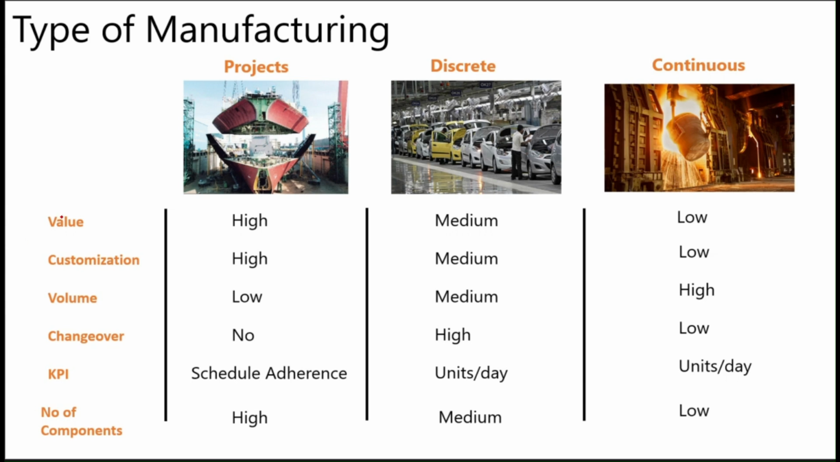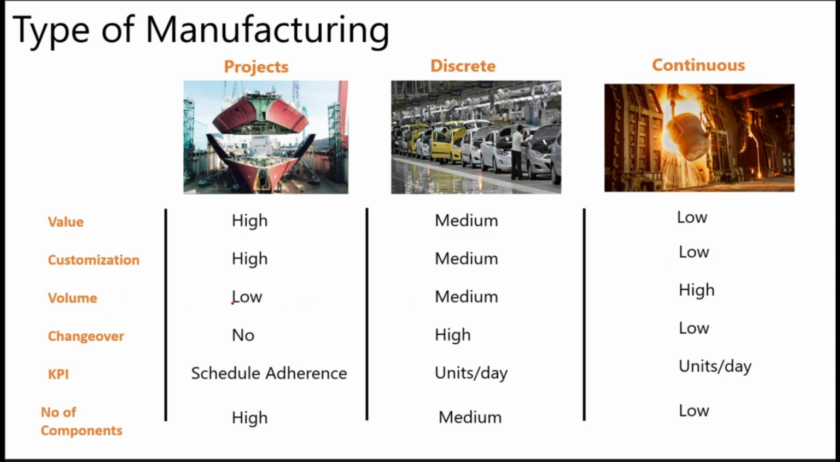I've tried to summarize different parameters for the different kinds of manufacturing. In terms of value, for project manufacturing, the value of the products is quite high. Discrete, it's medium. Continuous manufacturing, it's typically low. That's the value of the product. Customization: in projects, highly customized products; discrete, medium; and continuous, low customization is involved.